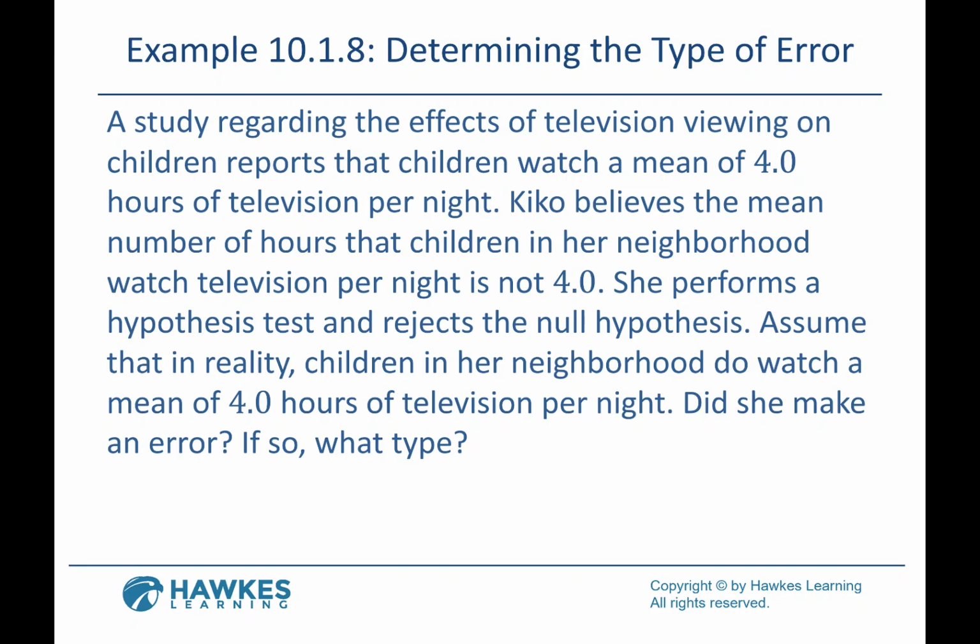Okay, we got a report that children watch a mean of 4 hours of television per night. Kiko believes the number of hours children in her neighborhood watch television is not 4. So her alternative hypothesis here is that the mean is not 4. So that would be that the mean is not equal to 4. Okay. So our null hypothesis would be that the mean is equal to 4. So here's our null hypothesis that the mean equals 4.